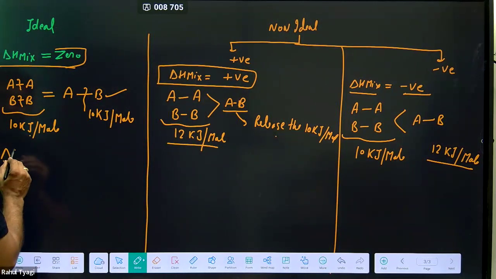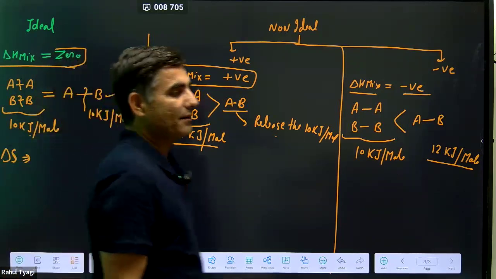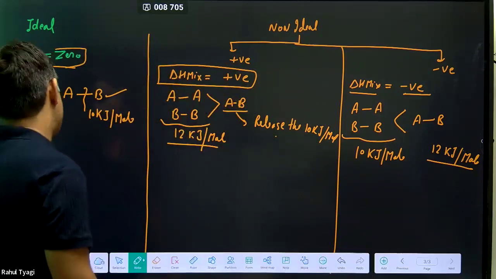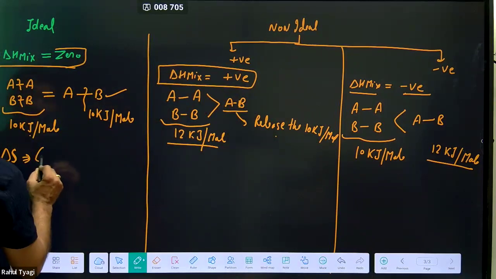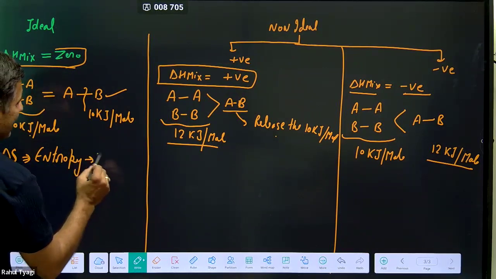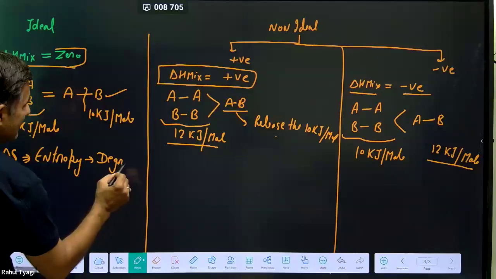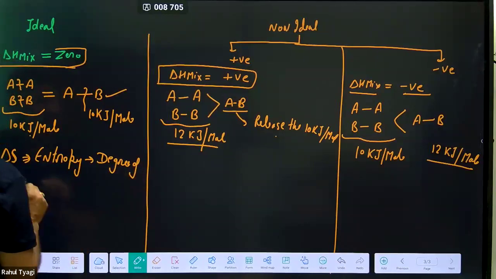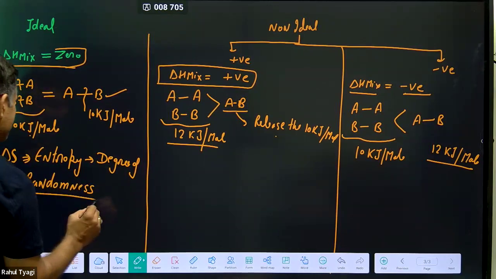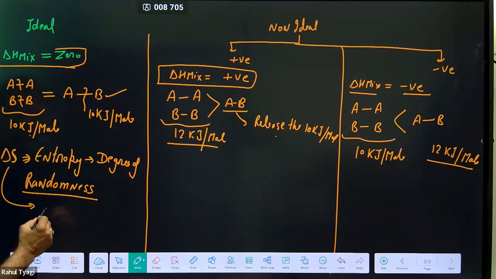Here delta S. What is delta S? Can anybody tell me? It's entropy. Entropy means degree of randomness. And delta S will be positive.